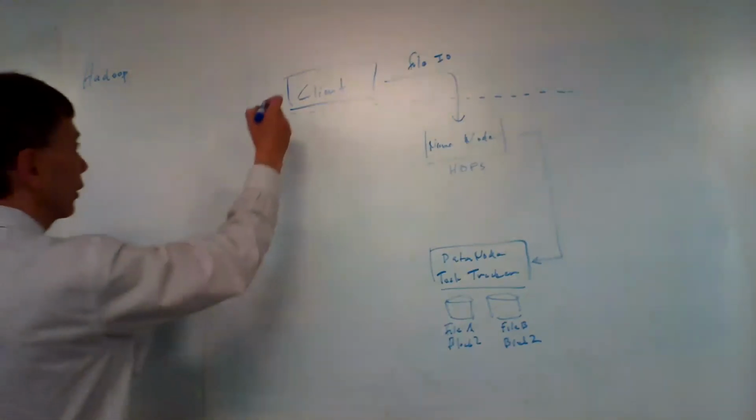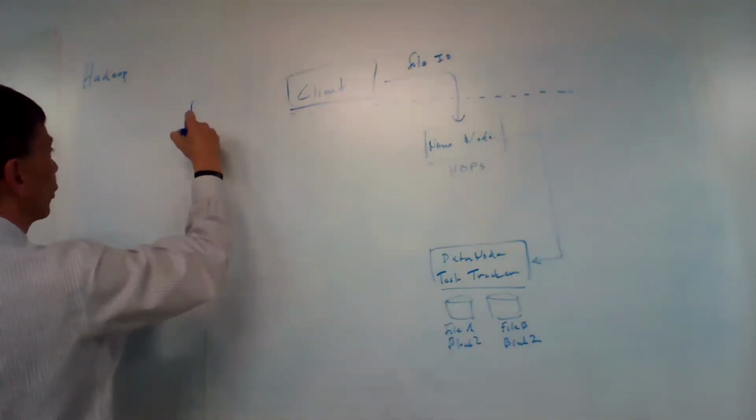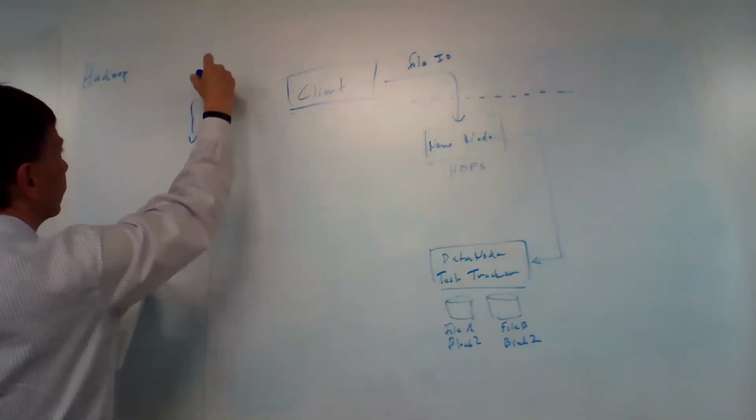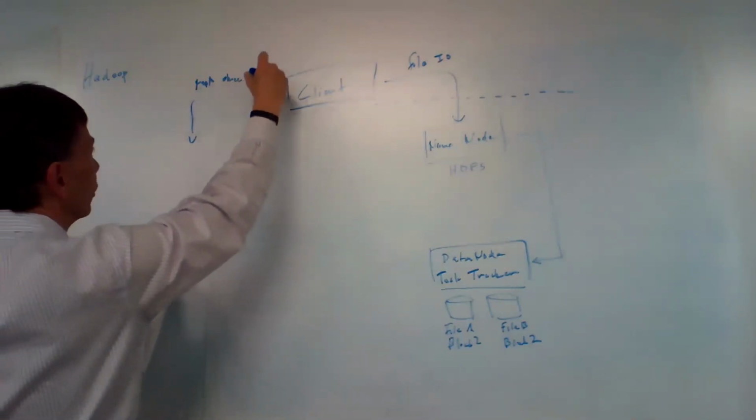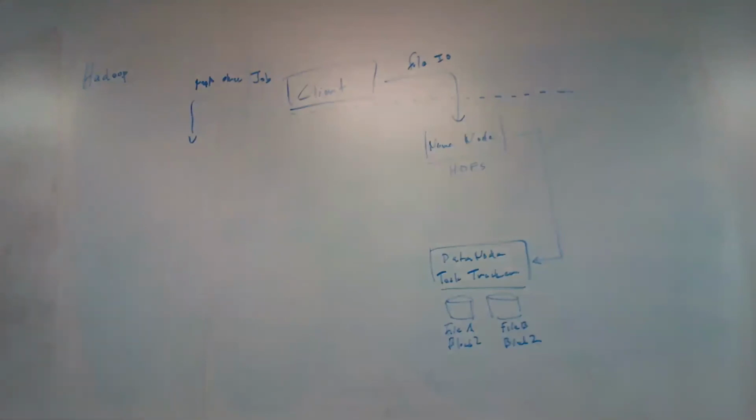Okay. Now, the other thing you can do is you can actually ask out for a MapReduce job. Okay. So you want to compute some parallelized job. And so there's a job tracker.